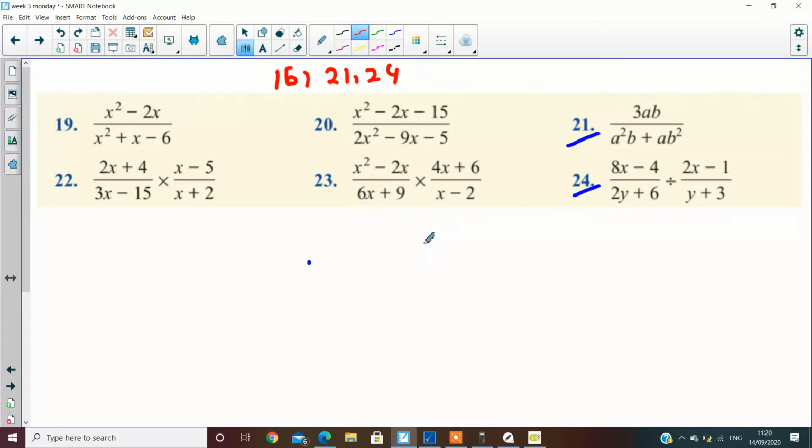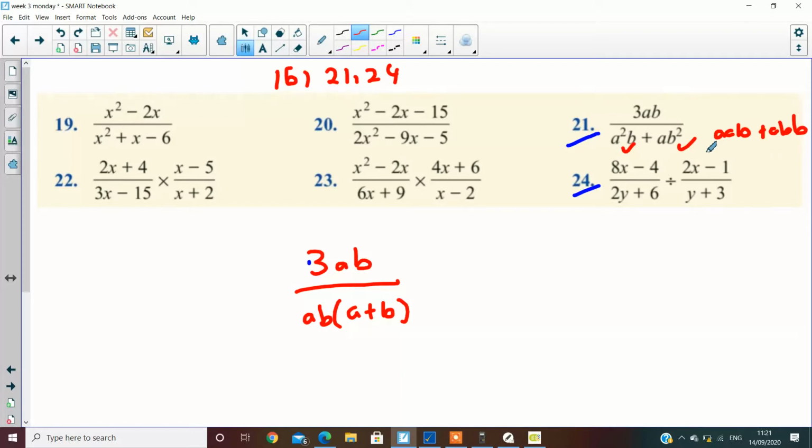Now, in 21, what can we take out? We can't take anything on the top, but on the bottom there's A squared B and A B squared. What do you say you want to take out? AB, and what's left over? A plus B. Check your answer, just multiply it back out for a second. A times AB is A squared B, and AB times B is AB squared.